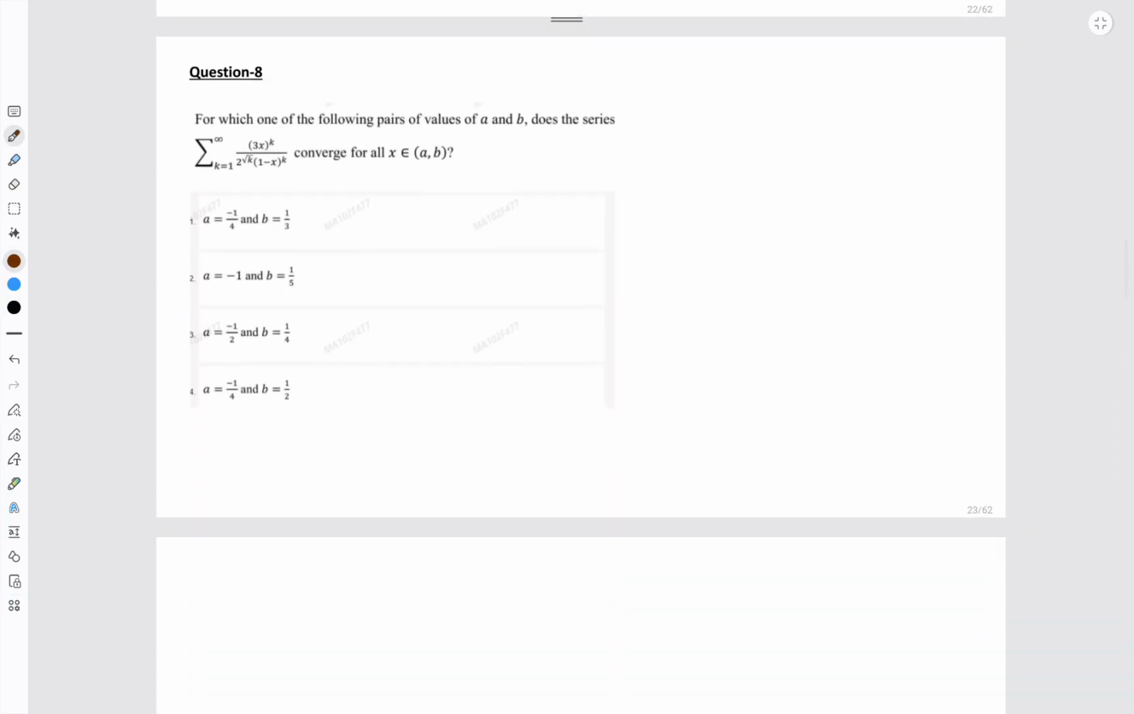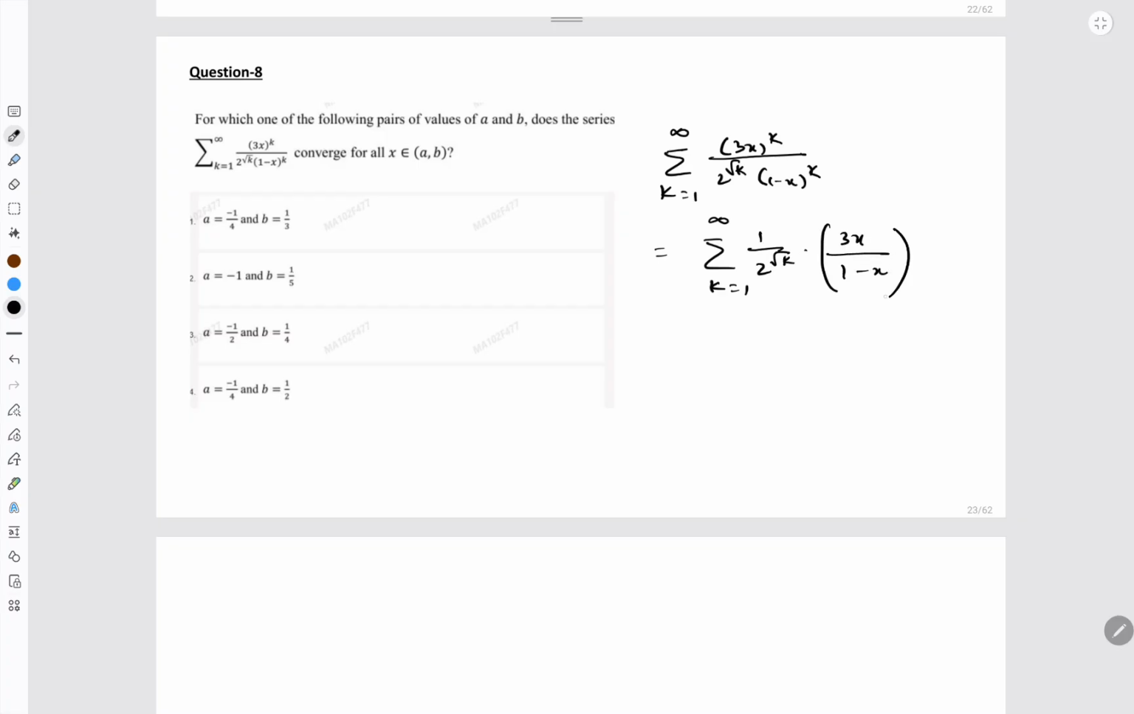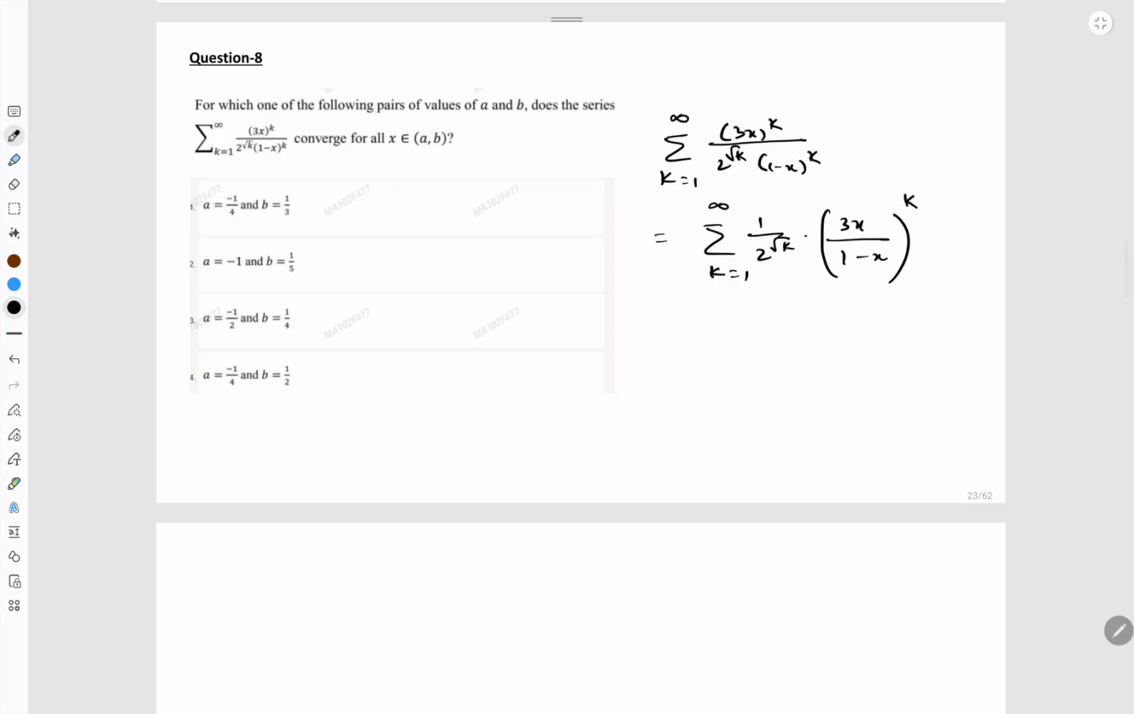Next question is question number 9. It is basically about the convergence of a series, right? So okay, we can rewrite the equation basically for this kind of question. 3x raised to the power k by 2 raised to the power under root k, 1 minus x raised to the power k. If I write it, it will be sum from k equals 1 to infinity of 1 by 2 under root k, 3x by 1 minus x raised to the power k. I want to make this series convergent. So what will be the range of k for which this series will be convergent? That is the question.